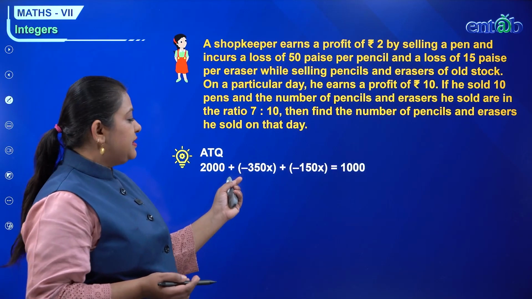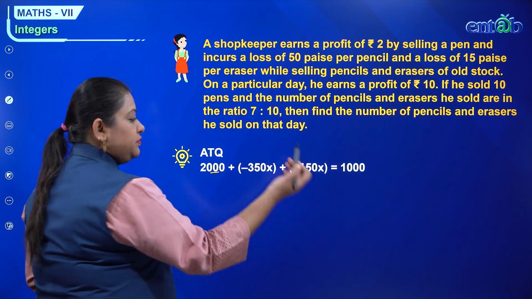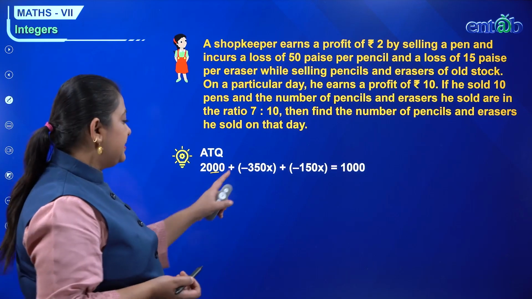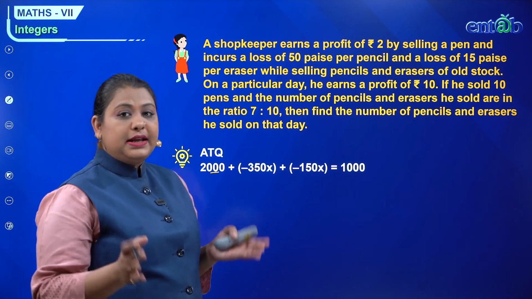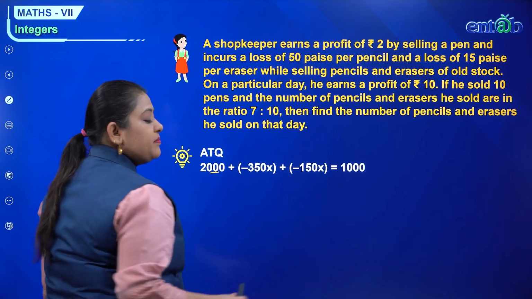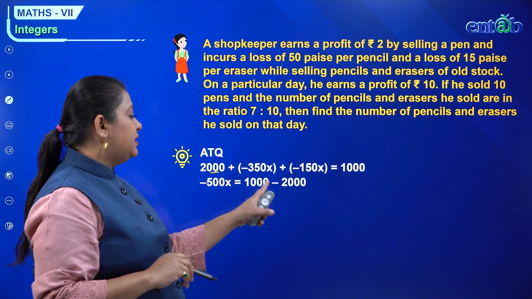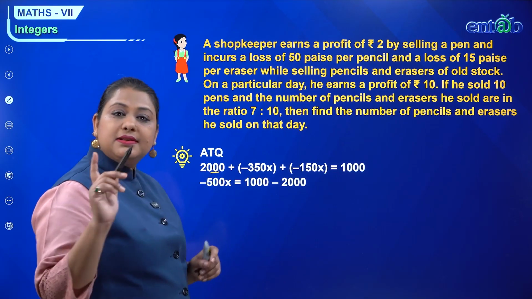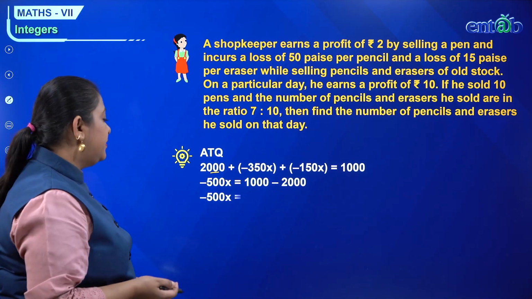Now, we will solve this equation in order to find the value of x. So, I will transpose 2000 to the right hand side and simplify minus 350x and minus 150x. So, what is minus 350x and minus 150x? You already know how to add like terms in algebra, right. So, x stays as it is and minus 350 and minus 150 is minus 500. So, this is minus 500x is equal to 1000 minus 2000. Since 2000 gets transposed to the right hand side, it changes its sign. Now, what is 1000 minus 2000? That is minus 1000, right.